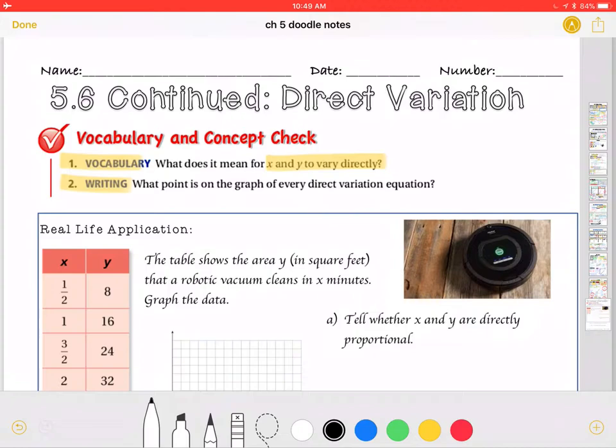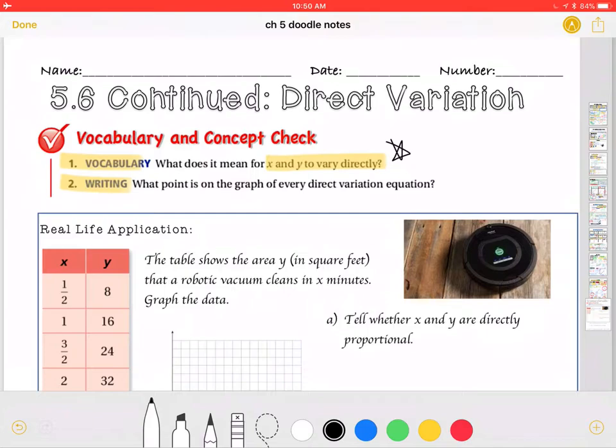Hopefully you're thinking it means for them to be in a proportional relationship. It means that X and Y vary directly, meaning that your graph is going to go through the origin, it's going to be a straight line, and it's going to have a constant rate of change. So go ahead and write a nice sentence there down next to that for what it means.